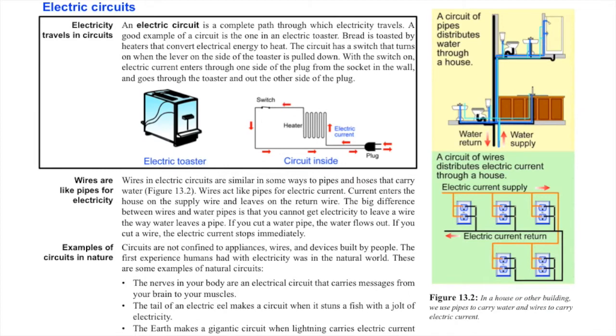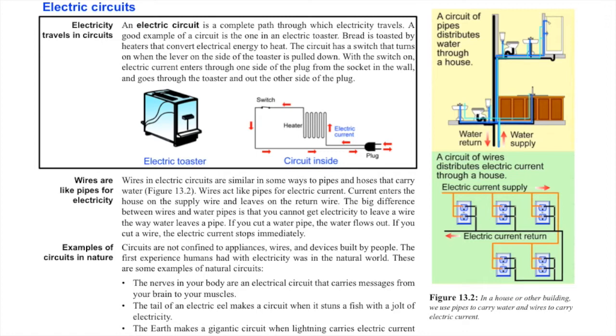Electric circuits. Electricity travels in circuits. An electric circuit is a complete path through which electricity travels. A good example of a circuit is the one in an electric toaster. Bread is toasted by heaters that convert electrical energy to heat. The circuit has a switch that turns on when the lever on the side of the toaster is pulled down. With the switch on, electric current enters through one side of the plug from the socket in the wall, goes through the toaster, and out the other side of a plug.